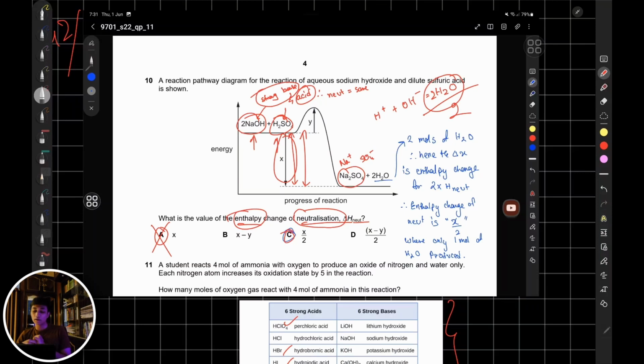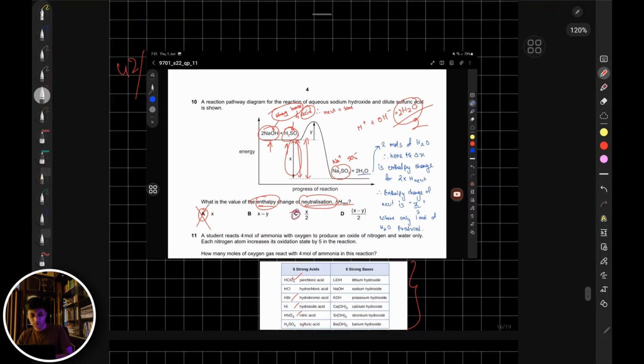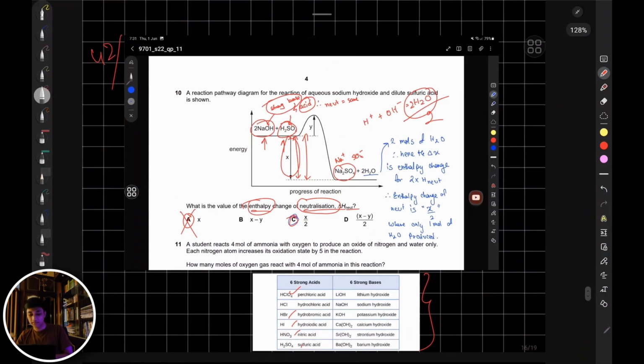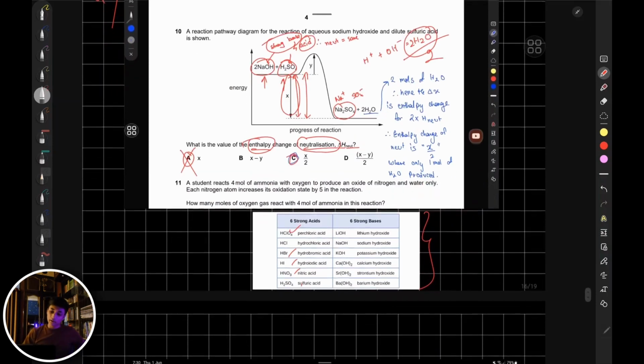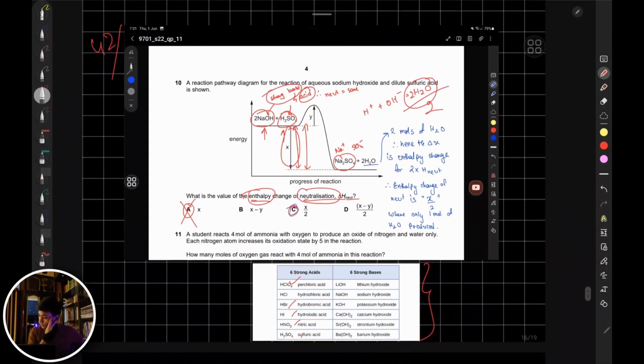There was one question I've done in the previous video where two equations were given and you had to figure out what the enthalpy change of the other equation was going to be based on the previous equation. So you had to know that the enthalpy change of neutralization for both of those would be the same. Why? Because both of those were strong acids and strong bases. So that is why this bit of information is, I believe, quite important to know. Yeah, that's it.